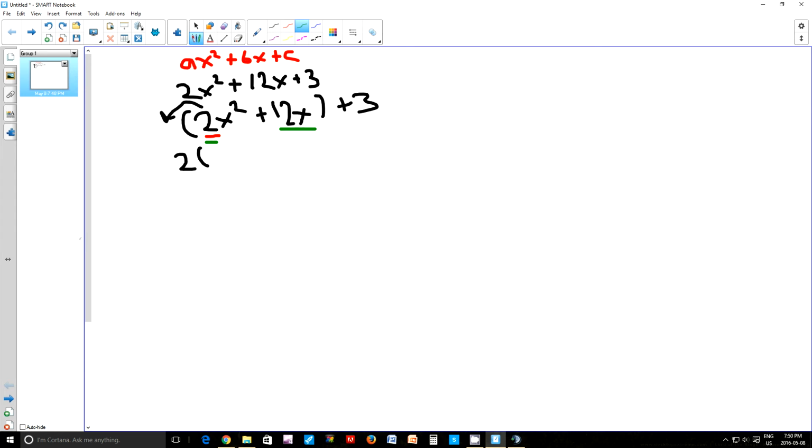So 2 divided by 2 is 1. You don't have to write the 1, you just write x squared. 2 divided by 12x is 6x, plus 6x, and the 3 remains as it was, plus 3. Next step, we're going to go like this.